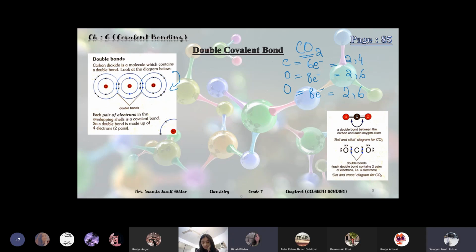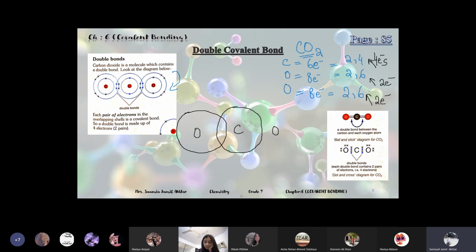Now see, carbon needs 4 electrons to complete its outer shell, and each oxygen needs 2 electrons. So how will the bond form? Carbon will be in the middle, like this, and 2 oxygens will be on the sides. Their shells will overlap like this.